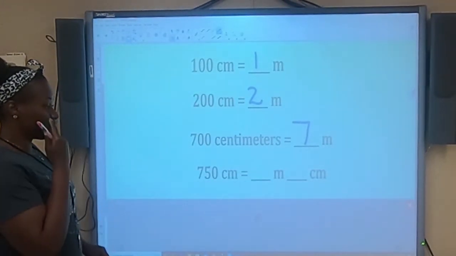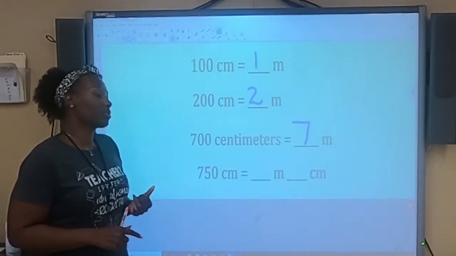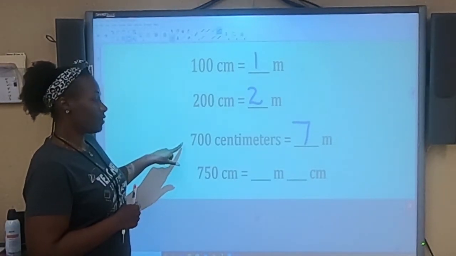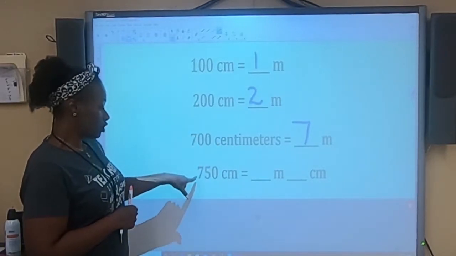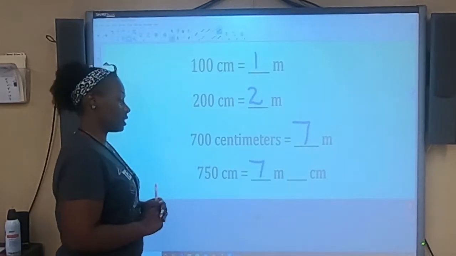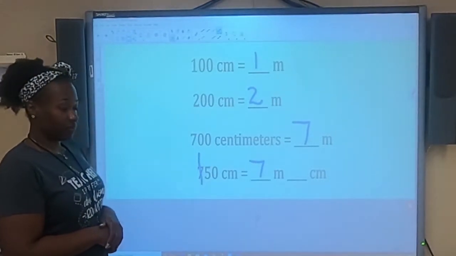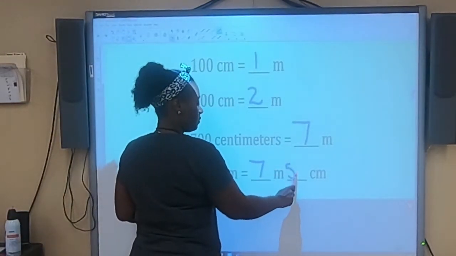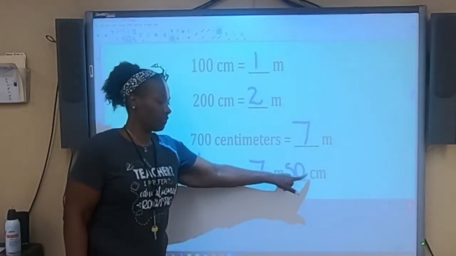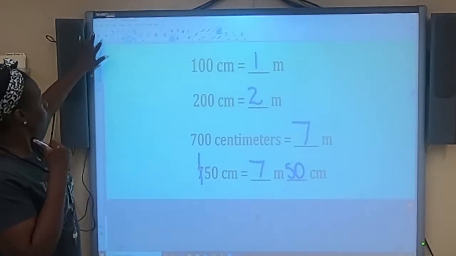Our next one, notice they changed it up. Now we have 750 centimeters, and we're looking for meters and centimeters. Well, in the previous, we already know that 700 centimeters is 7 meters. So don't we see 700 again? Yes, so I'm going to go ahead and put that 7 meters in there, which gets rid of it. So how many centimeters would be left? 50. So I know that 750 centimeters will be 7 meters, 50 centimeters. Okay, just a quick way to decompose.